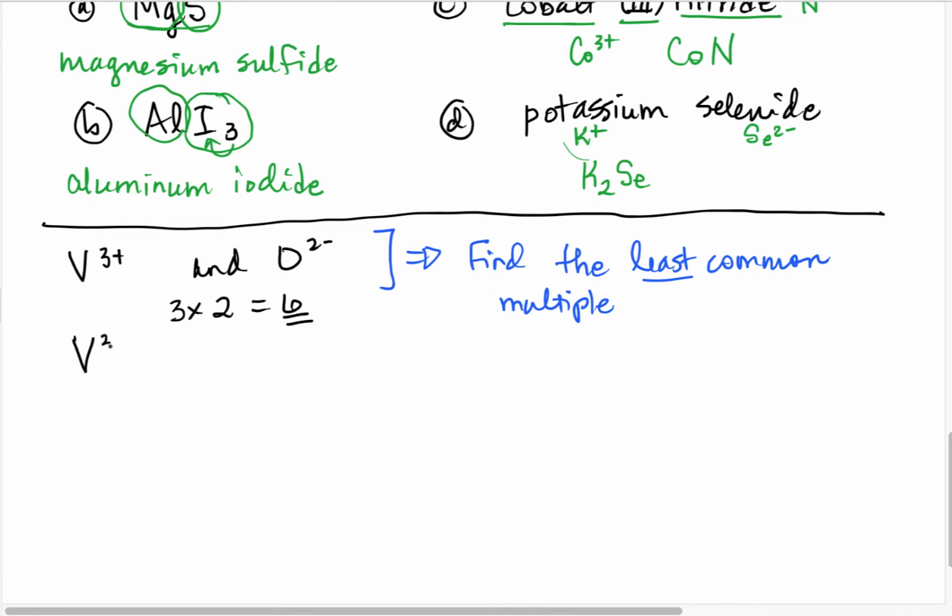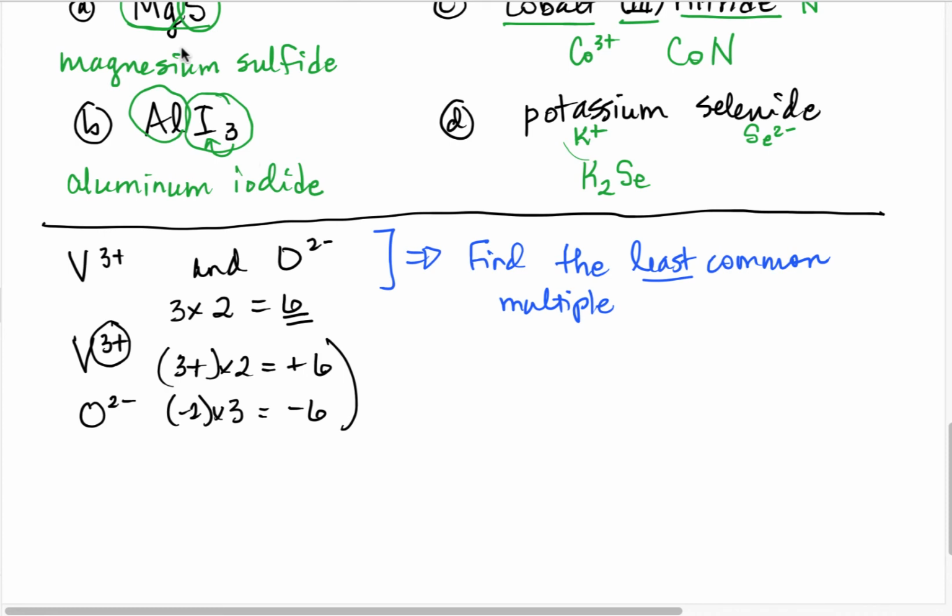So if vanadium is 3 plus and I need to get my charge to 6, I'm going to take 3 plus and multiply it by 2 to get a plus 6. And with the O2 minus, not plus, I'm going to have a minus 2 times 3, and together those are going to get me to minus 6. And now my charges will cancel out.